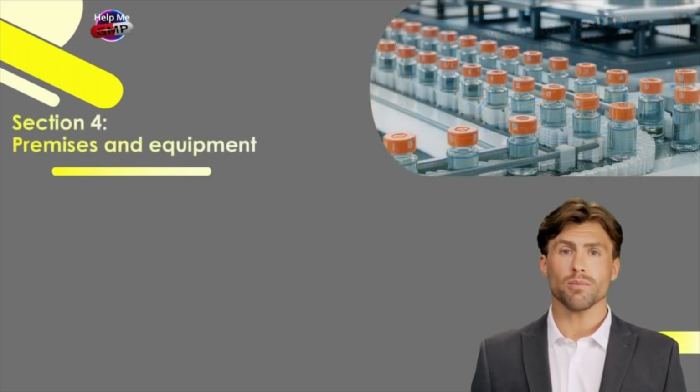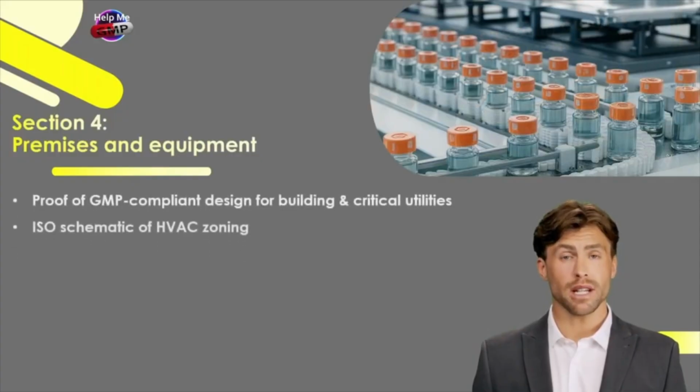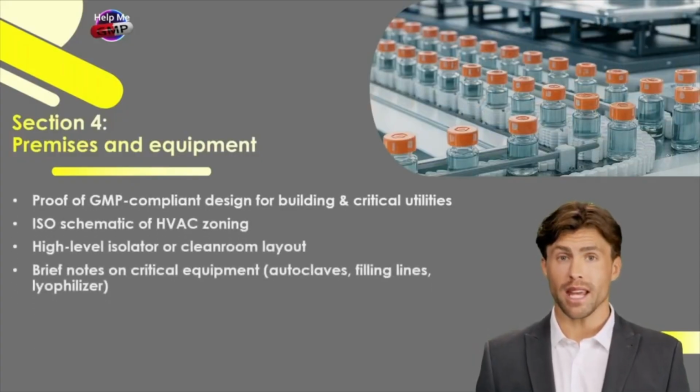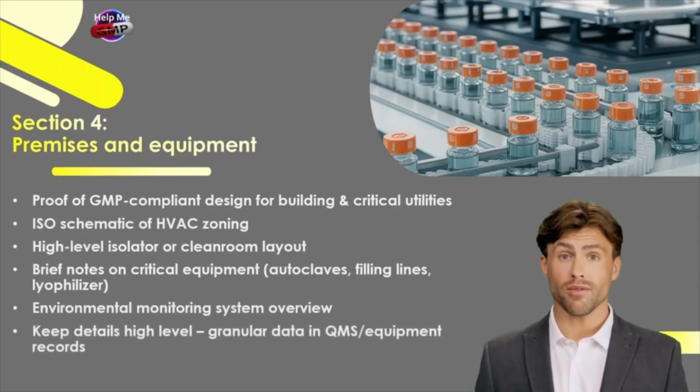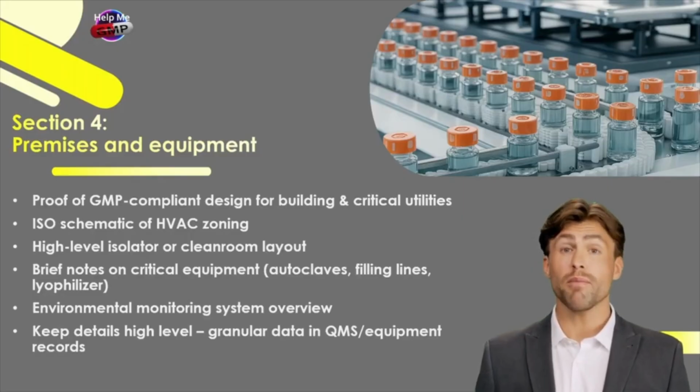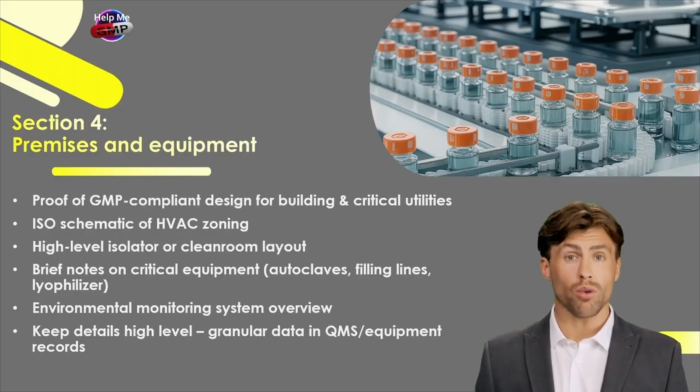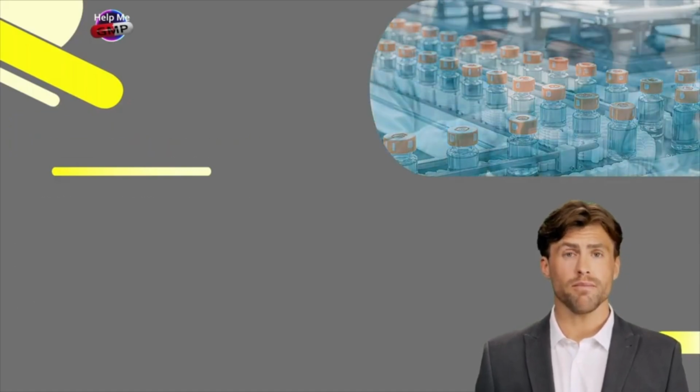Here the inspector wants proof that the building and critical utilities are designed for GMP. Provide a schematic of HVAC zoning, a high-level isolator or cleanroom layout, plus brief notes on critical equipment like autoclaves, filling lines, lyophilizer, and environmental monitoring system. Keep the details high level. The quality system and equipment records hold the granular data.